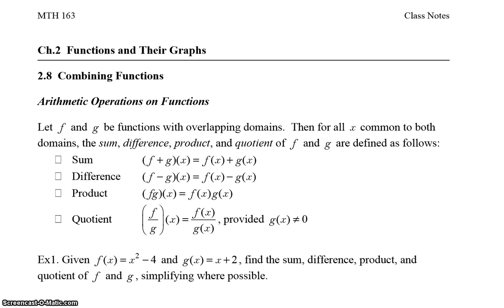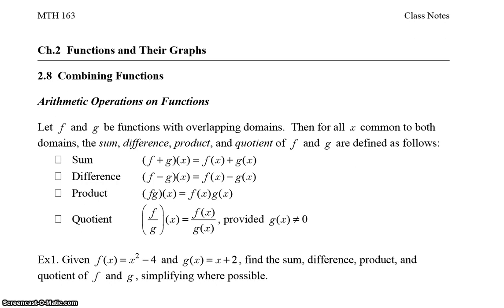Let f and g be functions with overlapping domains. Then for all x common to both domains, the sum, difference, product, and quotient of f and g are defined as follows. As you'll see with these definitions, the operations are defined the way we would expect them to be defined.